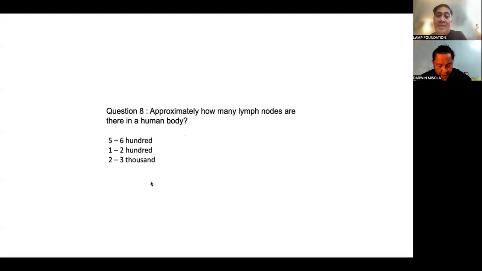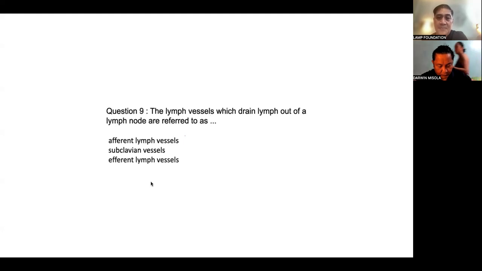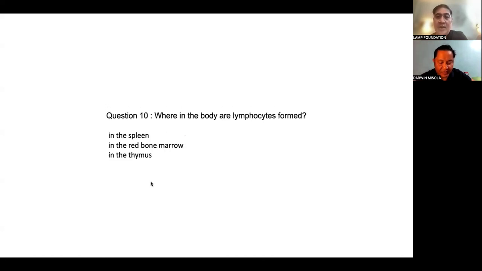Approximately how many lymph nodes are there in the human body? 500 or 600. The lymph vessels which drain lymph out of a lymph node are referred to as? Efferent lymph vessels. Okay. Out is efferent. Where in the body are lymphocytes formed? In the red bone marrow.